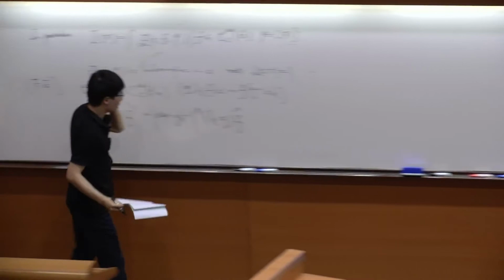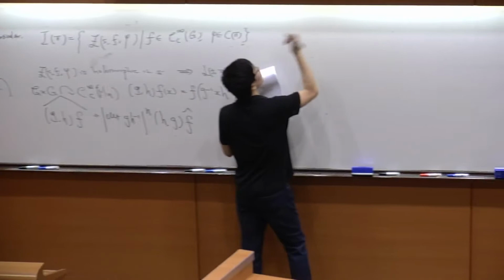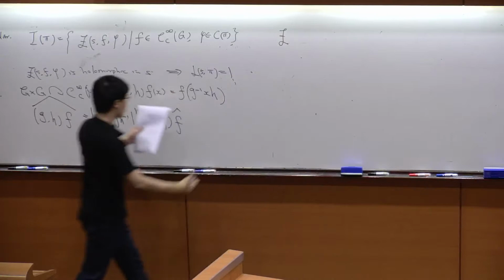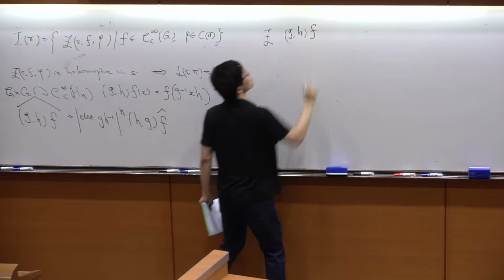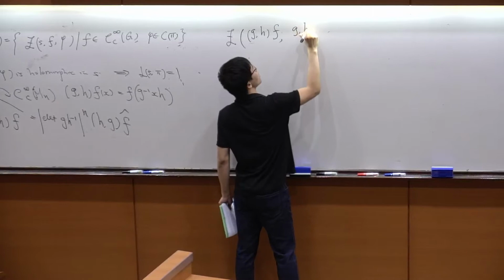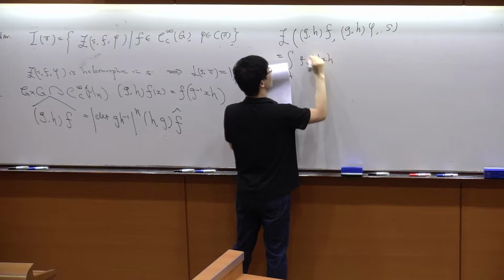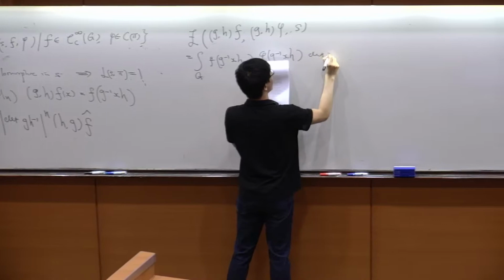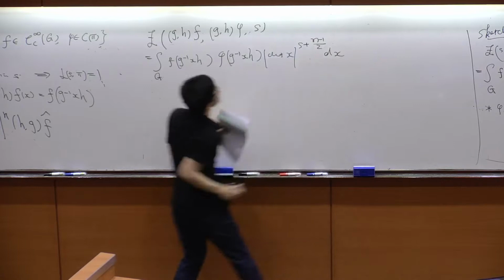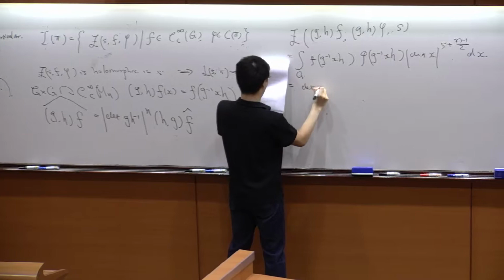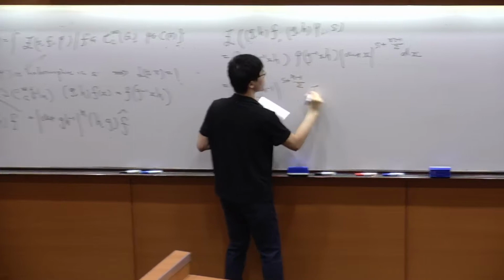Okay, then let's see the linear functional here. We consider the zeta integral associated to the following function. So we let the test function be the left g and right h translation of F, and we let the matrix coefficient be (g,h) acting on φ as well. And here's s. Then let's write down the definition for this zeta integral. It's the integral of F(g⁻¹xh), φ(g⁻¹xh), and |det x|^(s+(n−1)/2) dx. If you do some change of variable, you can immediately find that it's equal to |det(gh⁻¹)|^(s+(n−1)/2) times the original zeta integral.